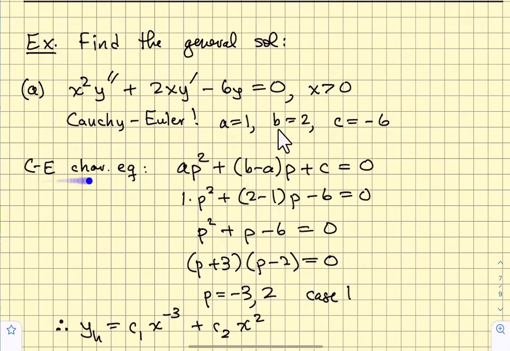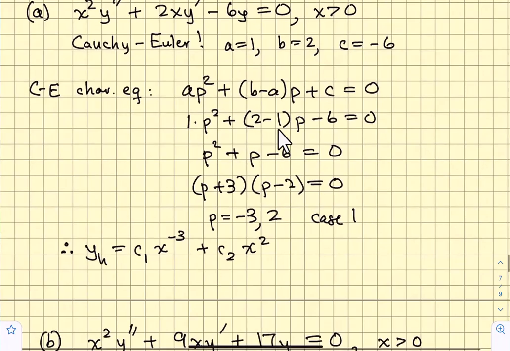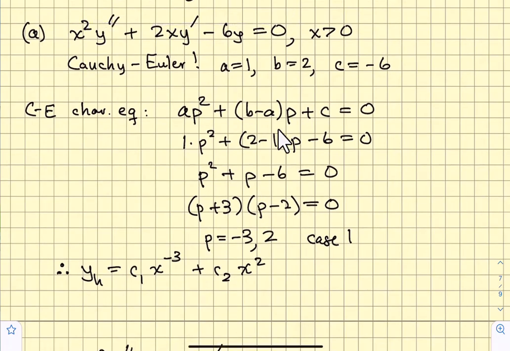You also have to remember that the Cauchy-Euler characteristic equation isn't a p squared plus b p plus c like we're used to doing. It's a p squared plus (b minus a) p plus c equals 0. Remember that shift. So when we substitute in our a, our b, and our c, then we get p squared plus p minus 6 equals 0, which factors like this. So our roots are this. These are distinct real roots, so we're in case 1. So our homogeneous solution is c1 x to our first root plus c2 x to our second root.